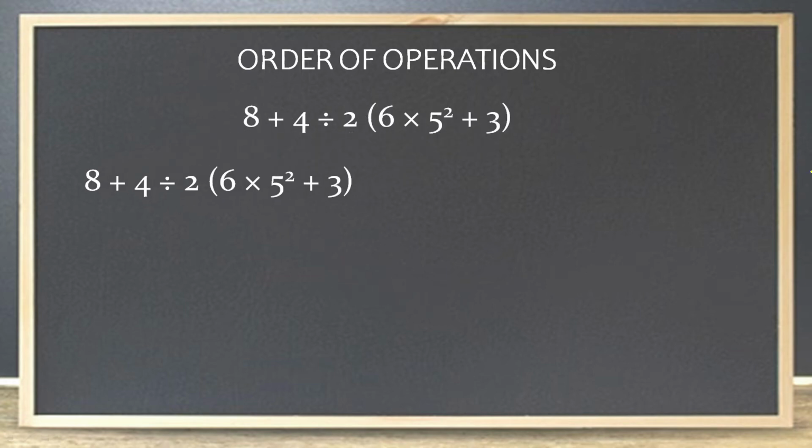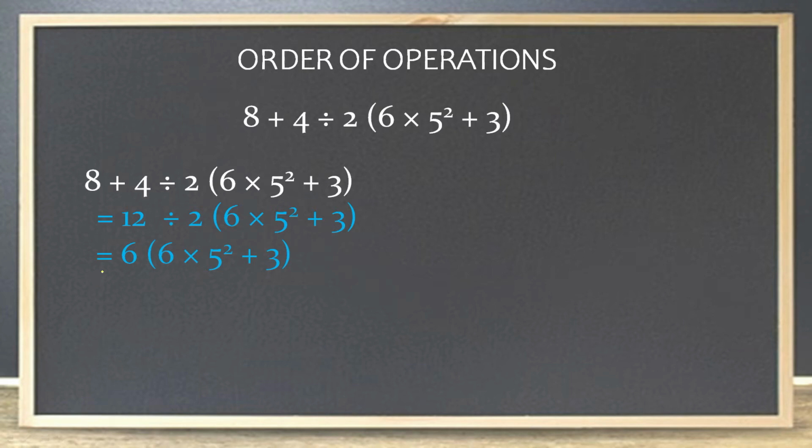For this first scenario, we are going to evaluate this problem beginning from the left, going to the right, and solving the operations as they come. So we begin from the left. We have 8 plus 4. In our first step, 8 plus 4 is 12. So we have 12 divided by 2, multiplied by this entire parenthesis. We go to the next step, and we divide 12 by 2. That will give us 6, and times this parenthesis.